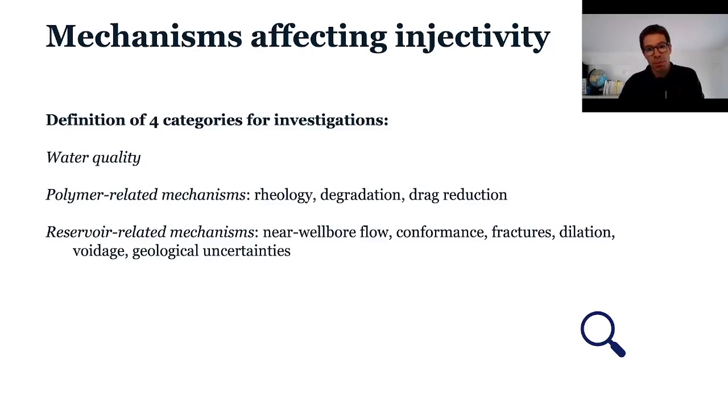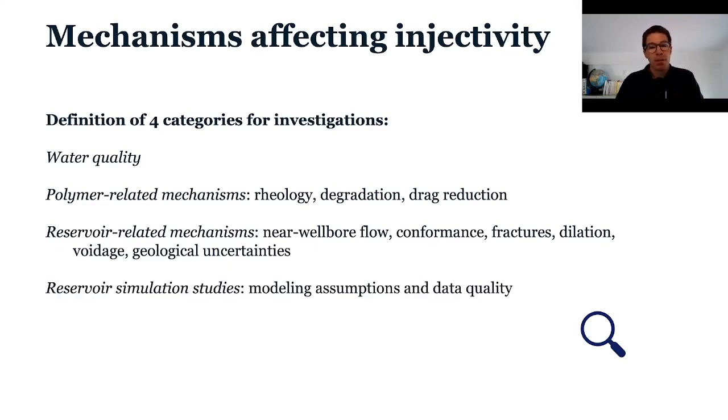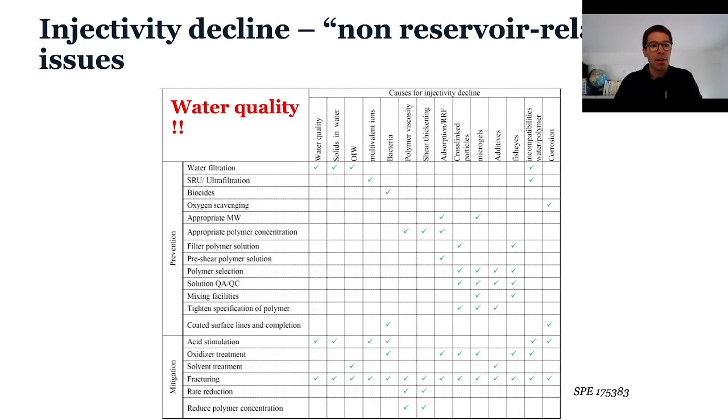This is extremely important because if you use simulation, depending on the size of the grid, you might underestimate the local heterogeneity, which will be very important to characterize the injectivity. So we come to reservoir simulation, which is what are the assumptions, and what about the data quality and everything else. And so the first one here will be basically the water quality.